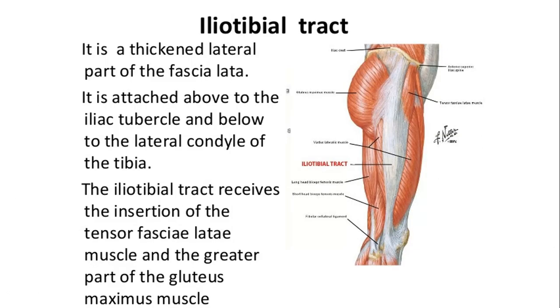Okay, so these are the qualities of the fascia lata. Again here is shown the iliotibial tract, that is the thickening of the deep fascia, and here the tensor fascia lata muscle will be attaching to the iliotibial tract.